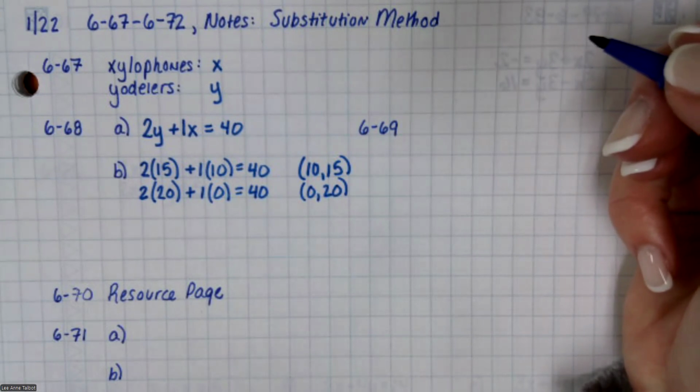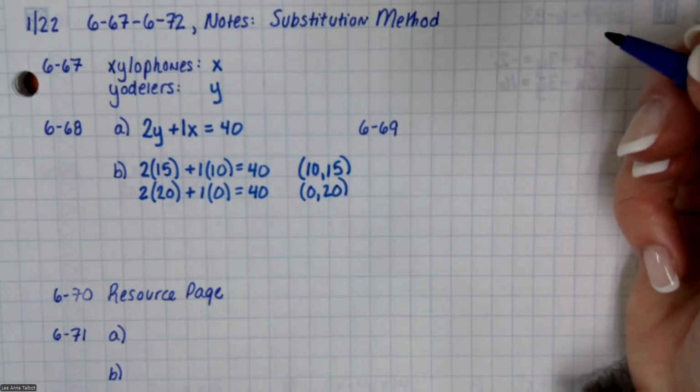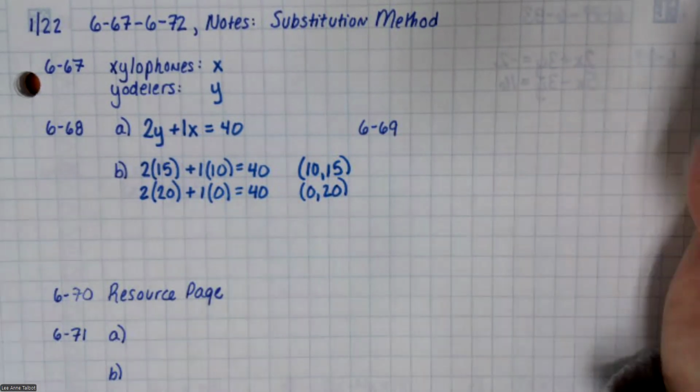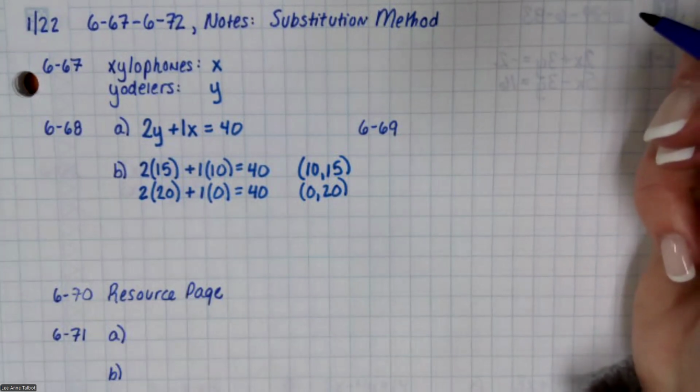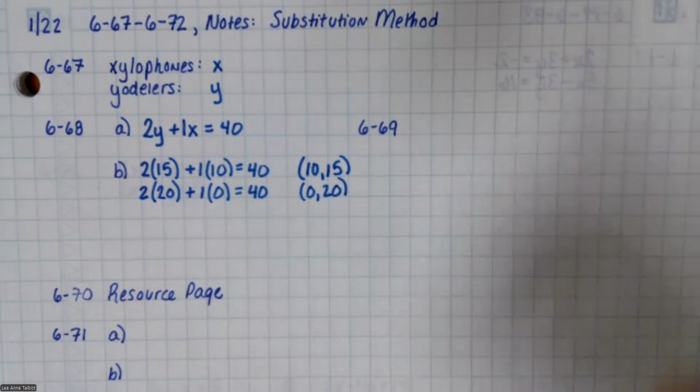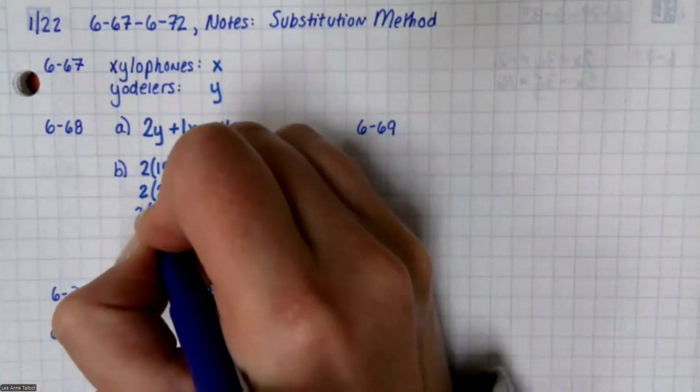It'd be really awkward for them to have 20 yodelers with no xylophones, but whatever. We weren't asked about the reasonableness of the answer. We were just asked for what works. Give me one more. Yeah, Sam. Beautiful.